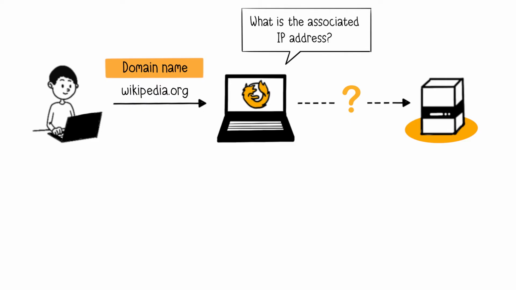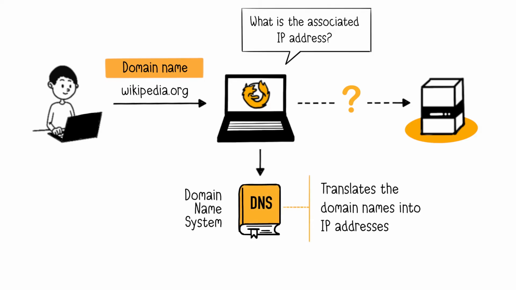An IP address is an identification number assigned to each device connected to a network using the Internet Protocol. For this video, it means every computer connected to the Internet has an IP address. But, as you've probably guessed, it would be quite a challenge to remember all these IP addresses, and that's where the DNS, or Domain Name System, comes into play. It's going to translate these domain names into IP addresses.